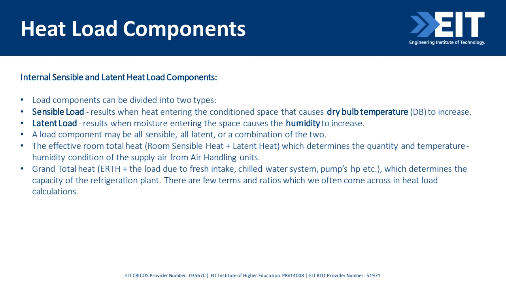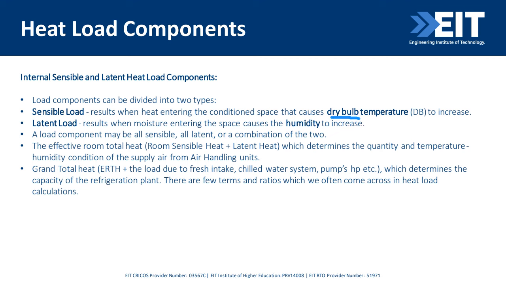Now, just to look at sensible and latent heat components. Our load components can be divided between the two. Sensible is the result when heat entering the conditioned space causes the dry bulb temperature to increase. For people that work with air conditioning, we have two thermometers: one that gives you the dry bulb temperature and one, the wet bulb, that includes humidity as well. It has a wick that is wetted, and you swing it around and read that off as well. So sensible is the heat entering the conditioned space that causes the dry bulb, the normal temperature, to increase.